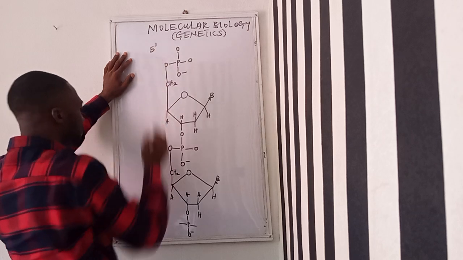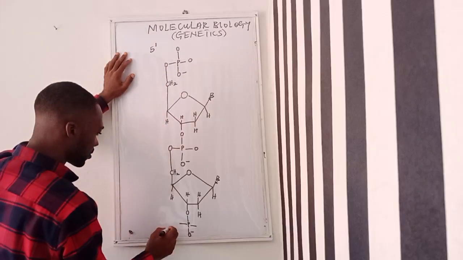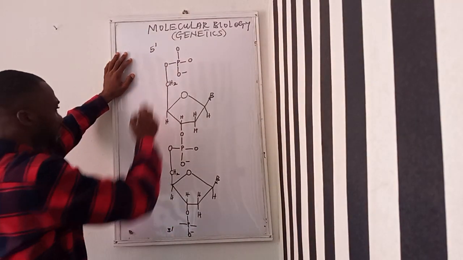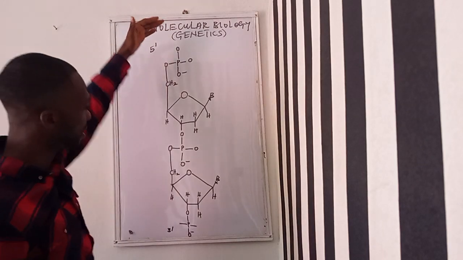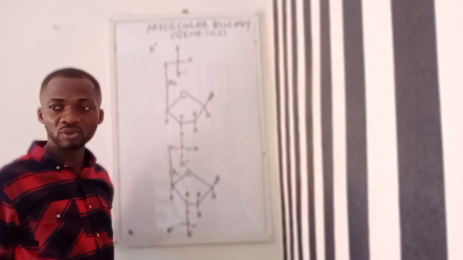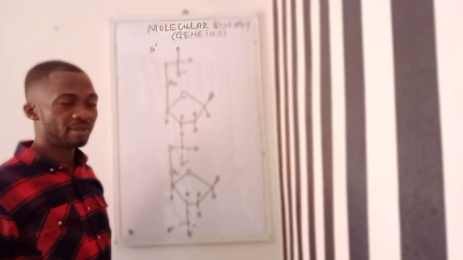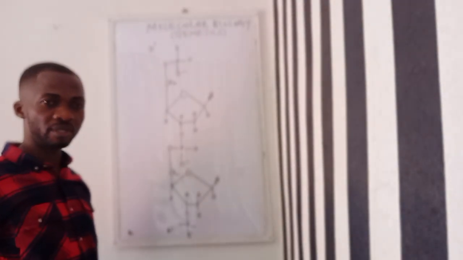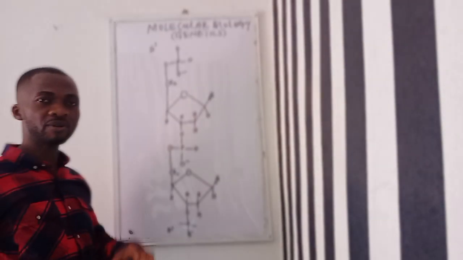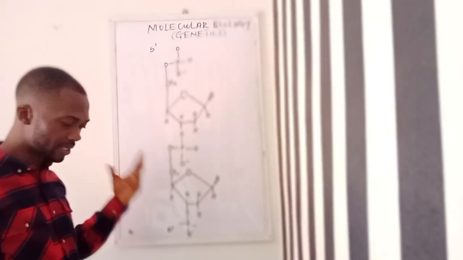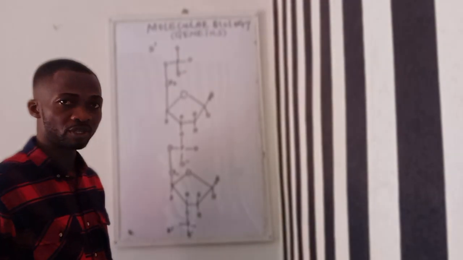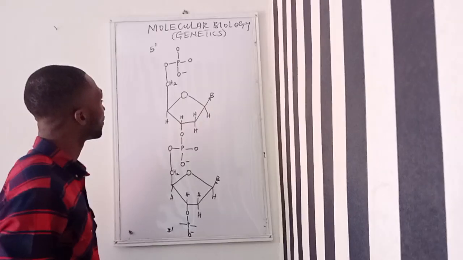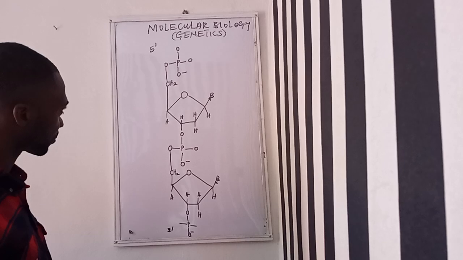And we have two different ends, which are called the 5' and the 3'. One edge of the nucleotide is called the 5', then the other end is called the 3'. We're going to make reference to these by the time we begin to talk about DNA replication. Okay, let's continue.